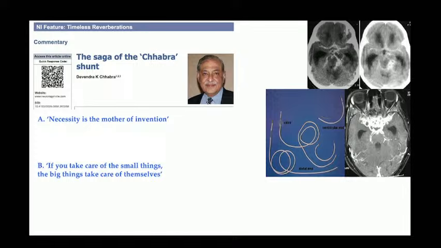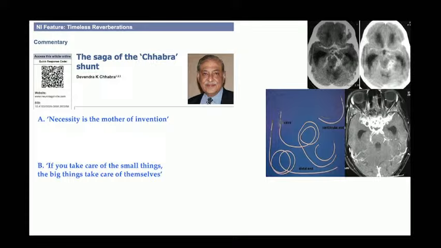And the first thing he said in his beautiful article is, necessity is the mother of invention. So whenever you're doing something and you feel that there is one idea that you have which can completely transform what you're doing, then this is what you need to do. Necessity is the mother of invention. The second very important thing which he has written there is, if you take care of small things, the big things take care of themselves. So you don't have to think big. Just small things lead to big things. And I'll tell you how this Chhabra shunt has led to a big thing.